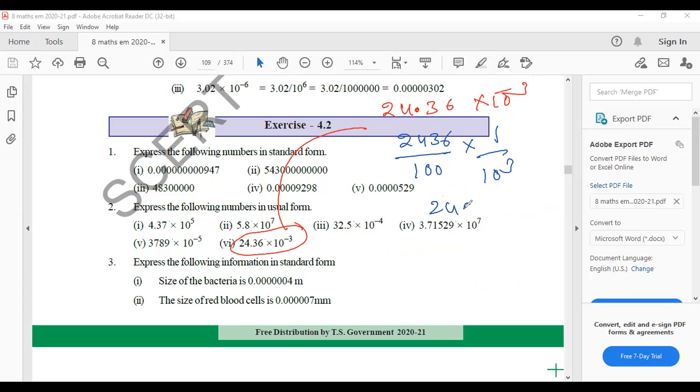So totally, 2436 by 2 and 3: 1, 2, 3. 2 plus 3, 5 will come. Then this should be shifted to the top. 1, 2, 3, 4 is not available, so keep one more 0 and make the point here. So this is the final answer.